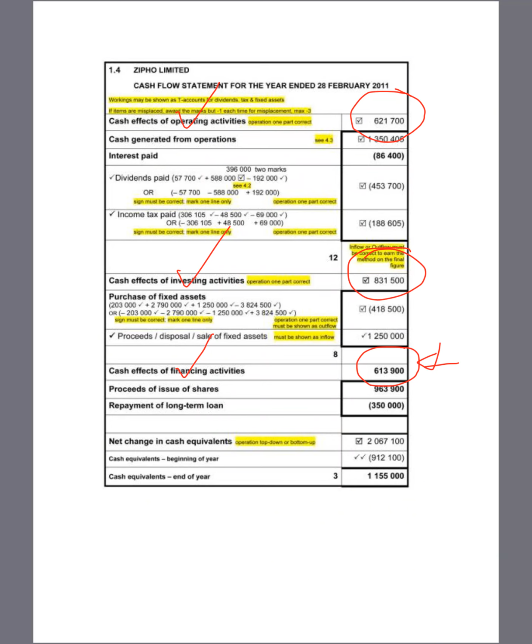It's 2,067,100, right? Which is this amount right there. Do you see it? Yes, that's your net change in cash equivalent. Now, what are we missing? We're missing our cash equivalent at the beginning of the year and our cash equivalent at the end of the year. Now, you go to your balance sheet and see which one you have, because they're probably not going to give you both. It's either they're going to give you the beginning one and then you have to calculate the end, or they're going to give you the end and then you have to calculate the beginning.